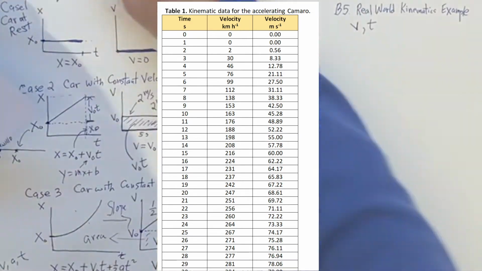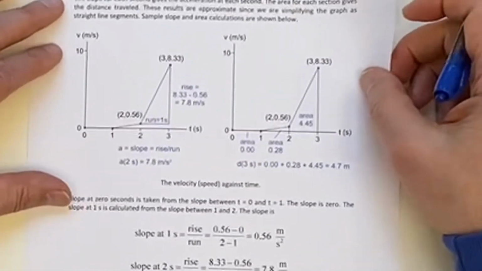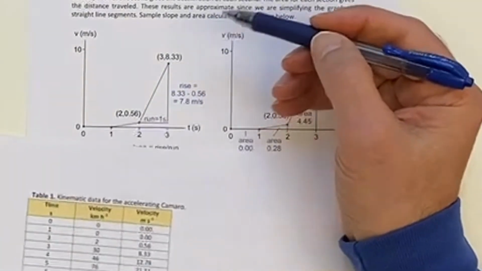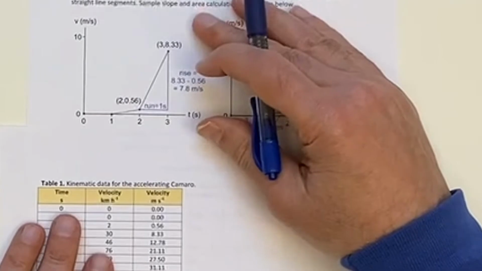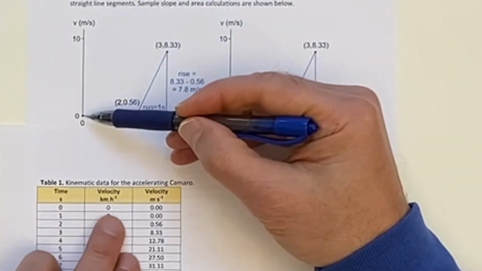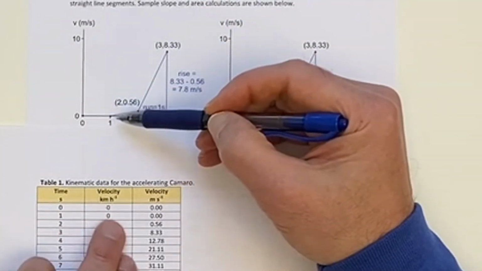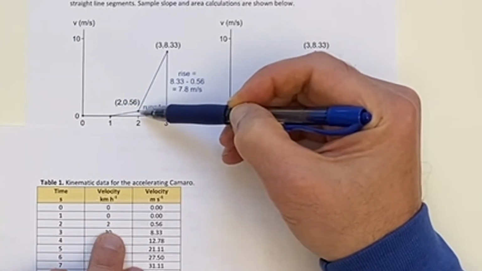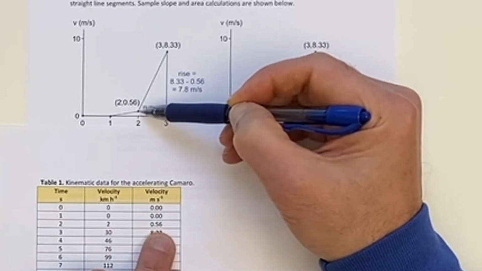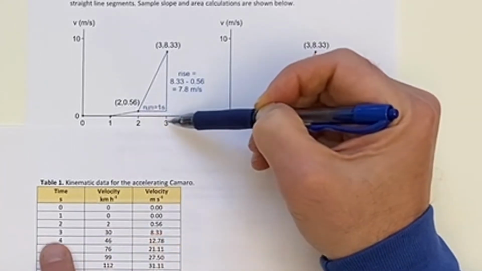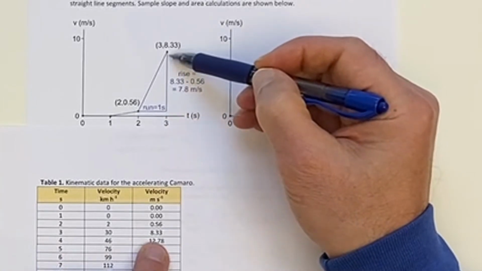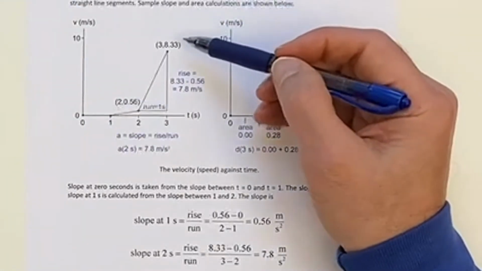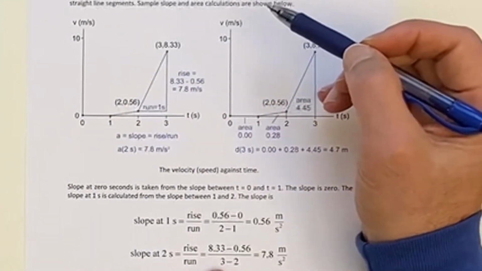So let's see how you would do the calculation. This is coming from the graph of 2 points. If we look here at 0 time, you have 0 velocity. Then at 1 second, still 0. At 2 seconds, velocity comes out to be 0.56 meters per second. And at 3 seconds, it's 8.33. So once we have this information, we're going to calculate the slope and then the area.